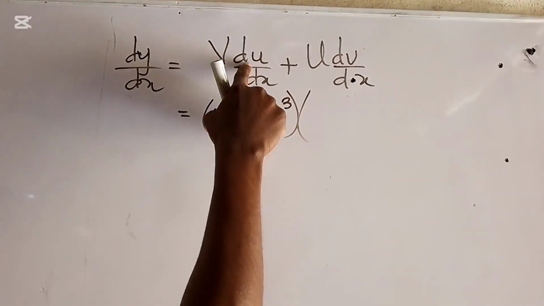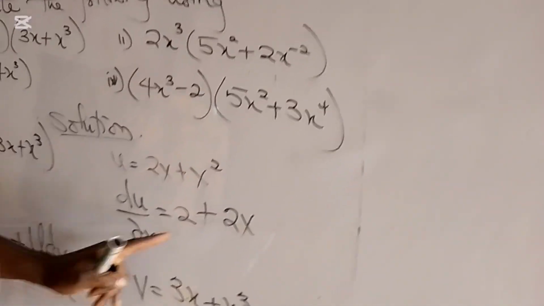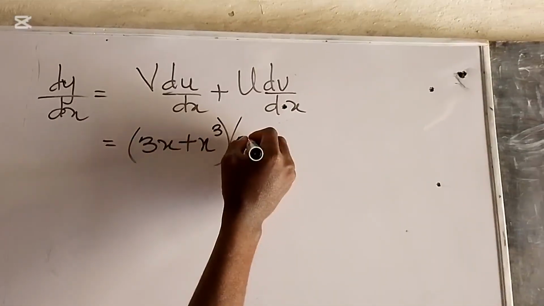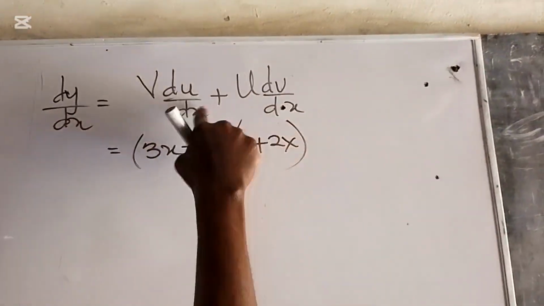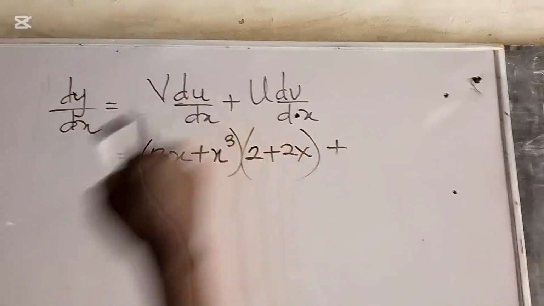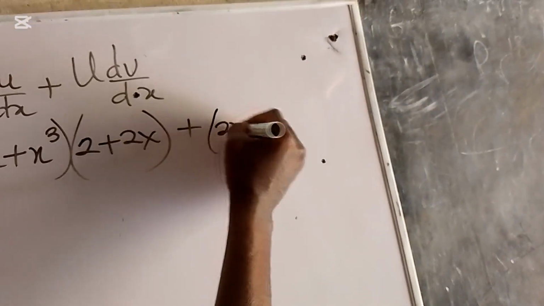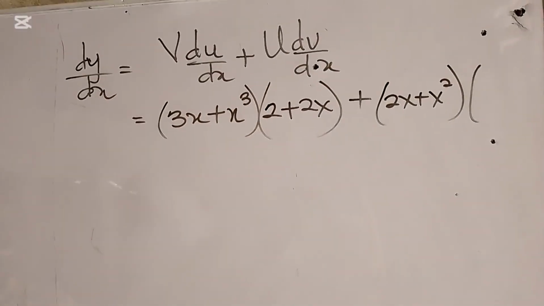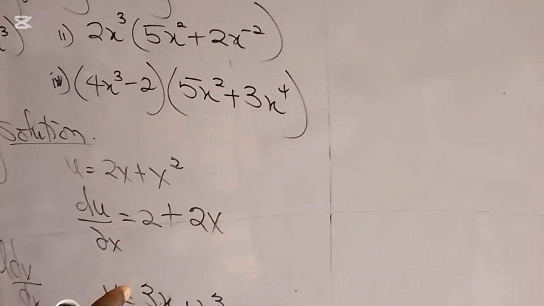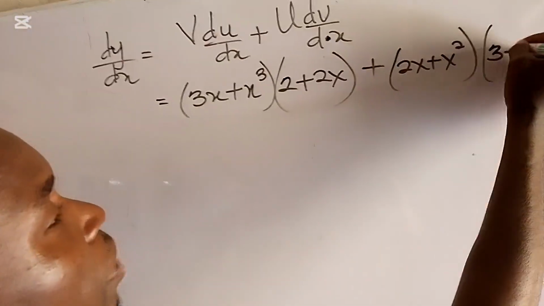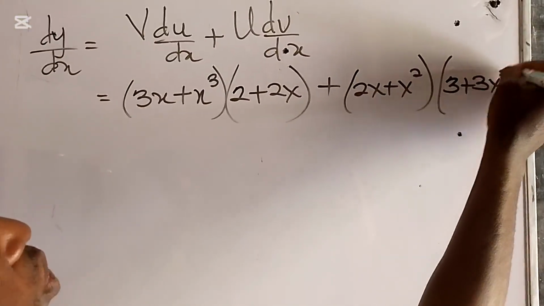What is our du? Our du is 2 plus 2x. Then our addition comes in. What is our u? Our u is 2x plus x squared. So we write it 2x plus x squared. Then our dv is 3 plus 3x squared. So we write it 3 plus 3x squared.